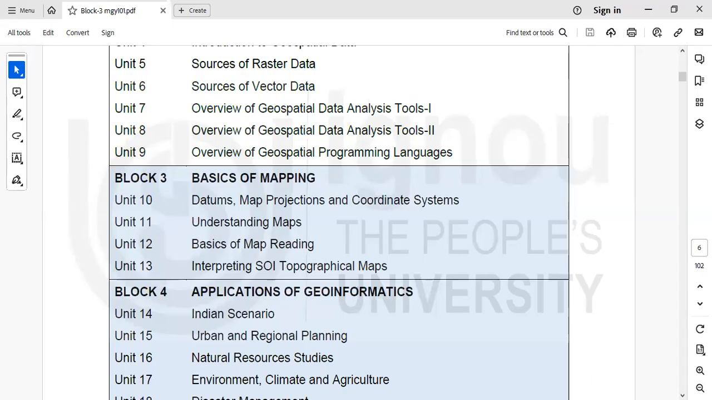So, students, my name is Omar Verma, and I am working in the School of Sciences, Indira Gandhi National Open University. As a part of the coaching sessions of programs like Postgraduate Certificate in Geoinformatics, Postgraduate Diploma in Geoinformatics, and MSc in Geoinformatics, today we'll talk about the basics of mapping.